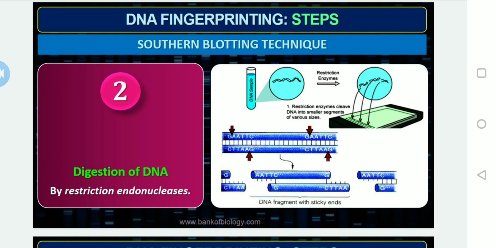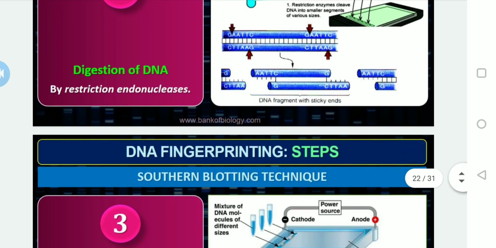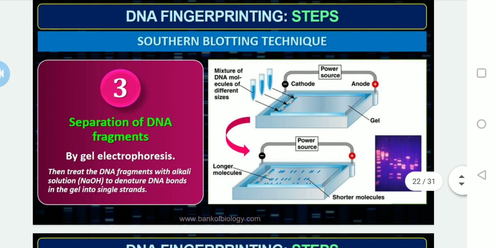The sample of DNA is treated with REN. REN is nothing but restriction nuclease enzymes to obtain the fragments of DNA of different lengths. So this is also called the digestion of DNA by restriction endonucleases. Are you getting it? And the next step is a very important one, the separation of DNA fragments.